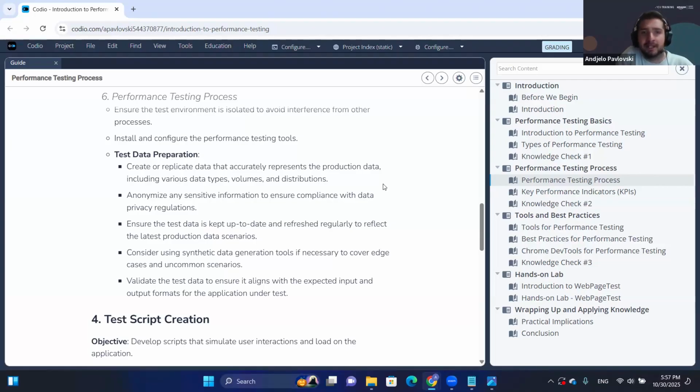You want to make sure everything is up to date and validate that the data aligns with the expected input and output. So validate whatever you will be using just to make sure it's on the right track.